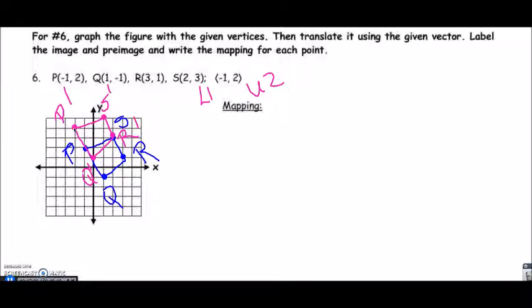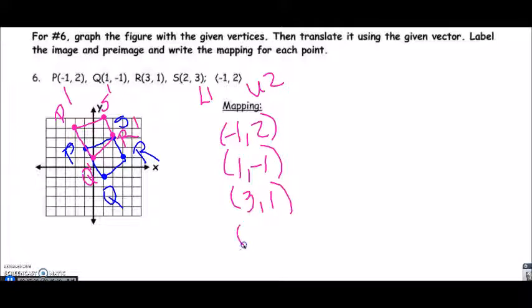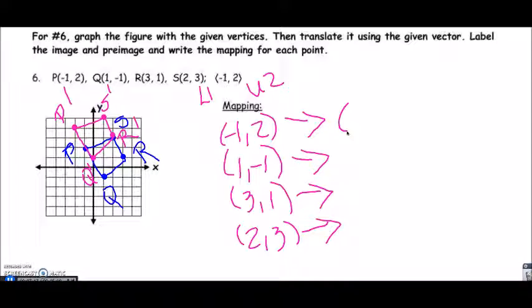They also want a mapping, so we've got (-1, 2), (1, -1), (3, 1), and (2, 3). These were our original points. Your mapping shows what the new points are, and so your new P is going to be (-2, 4), and you can either count and see where your point is, or you can subtract 1 from the X and add 2 to the Y.